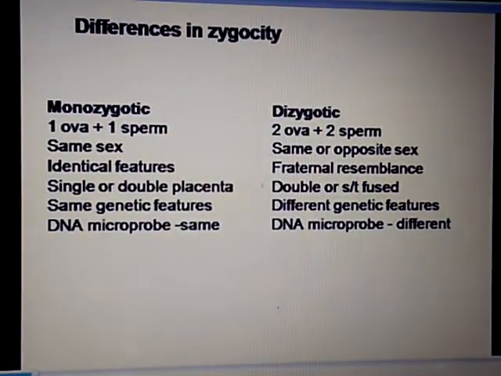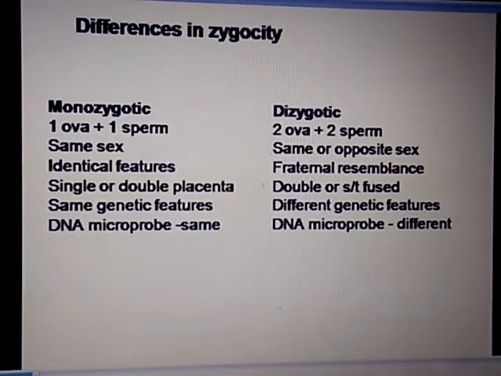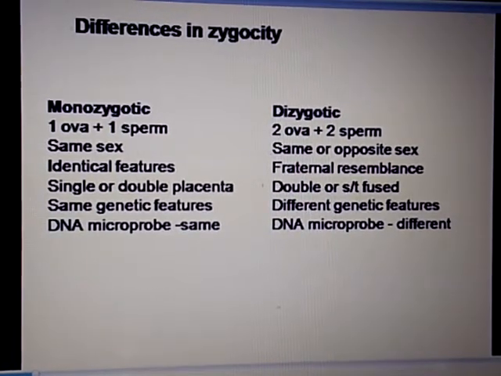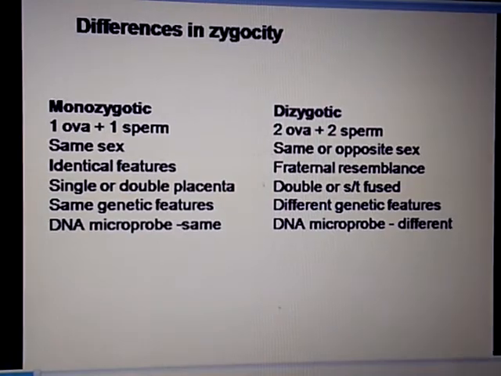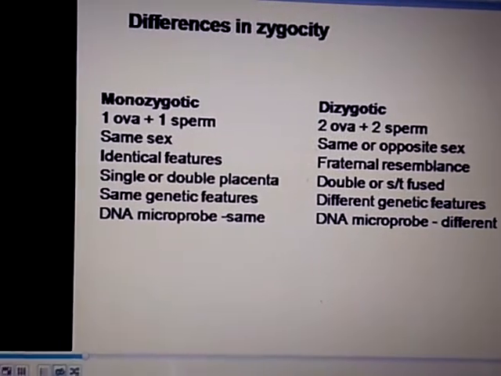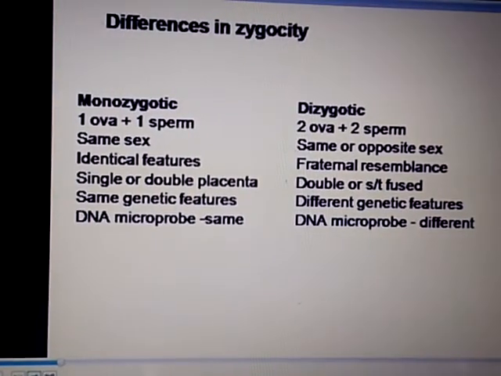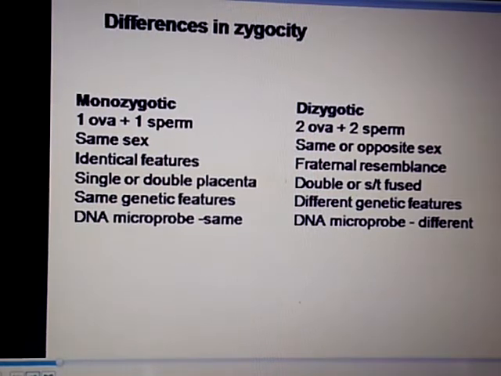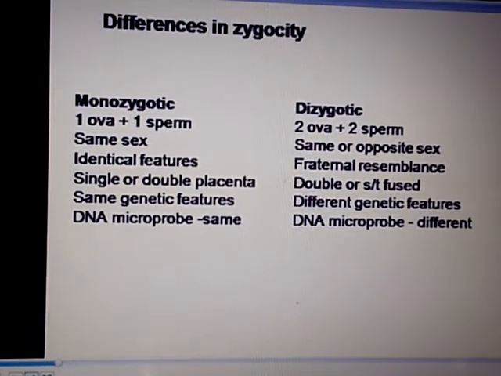Monozygotic twins, as we discussed, arise from one egg and one sperm. The same sex, identical features, and a single or double placenta will be there, with the same genetic features and the same DNA microprobe. In dizygotic twins, there are two eggs and two separate sperms, same or opposite sex may occur, fraternal resemblance will be there, with a double or fused placenta, and different genetic features and a different DNA microprobe.